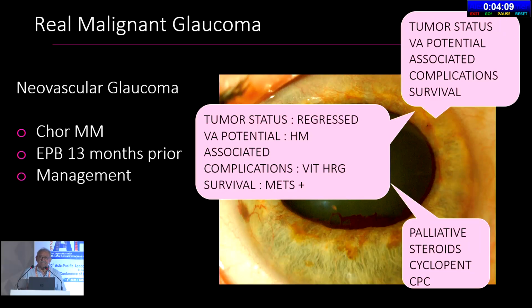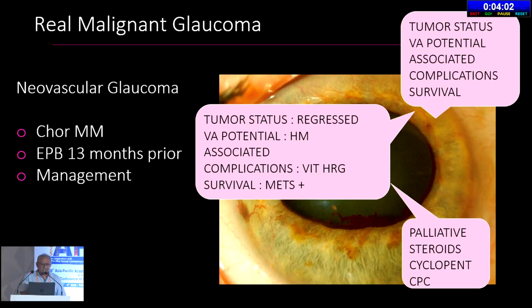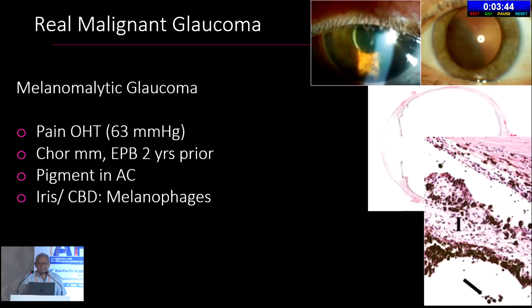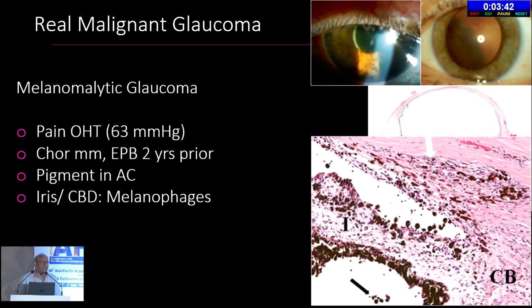I just want to do something palliative, give some steroids, dilating drops, maybe CPC if that doesn't work. So all of it depends upon how you're managing the glaucoma, and what else is happening to the patient. We talked about after radiation, it's not always neovascular complications. You can have what's called melanomalytic glaucoma, which is pigment-laden macrophages, many times leading to enucleation. Example here, regressed melanoma with a lot of macrophages laden with pigment in the angle causing secondary angle closure glaucoma.